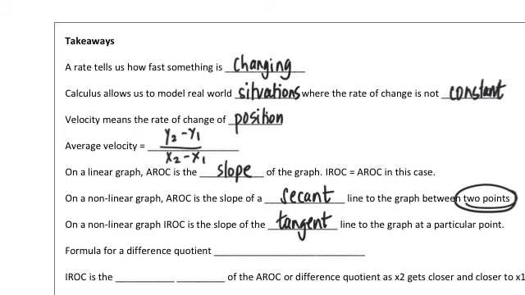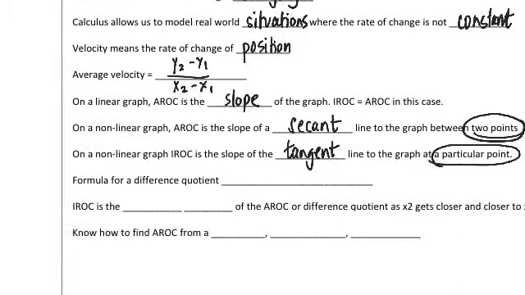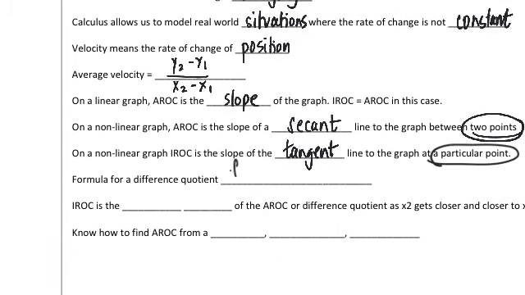So just notice that for an IROC, we're talking about one particular point, right? And we're just finding the slope of that linear tangent line that touches that particular point. The formula for a difference quotient, we already set it up there. I'll say it another way here: f of x2 minus f of x1 over x2 minus x1.